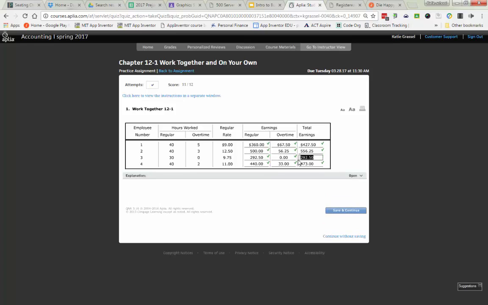If they didn't earn any overtime hours, you do need to put a 0 in there. If you leave it blank, it'll mark it wrong for you. Again, the trickiest part about this section is calculating the right amount of overtime rate. Take your regular rate times 1.5.